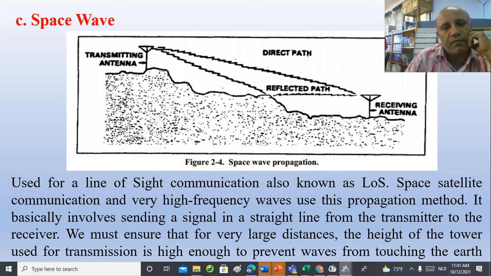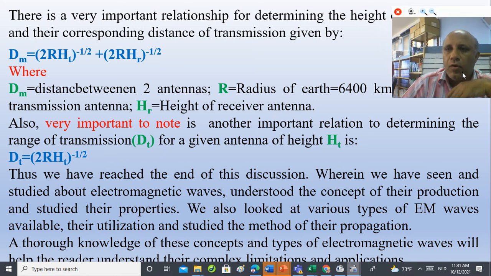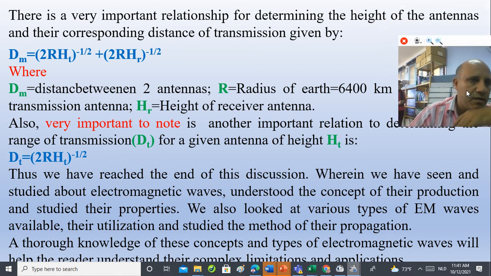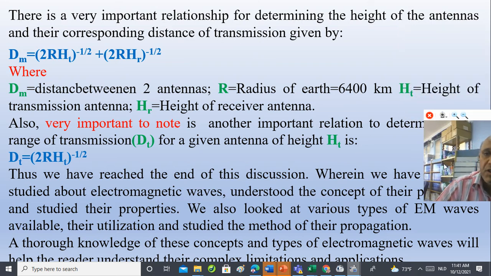There is a very important relationship for determining the height of the antennas and their corresponding distance of transmission given by this equation, where dm is the distance between the two antennas, the sender and receiver, R is the radius of earth, which equals 6400 kilometers, ht is the height of the transmission antenna, and hr is the height of the receiver antenna.